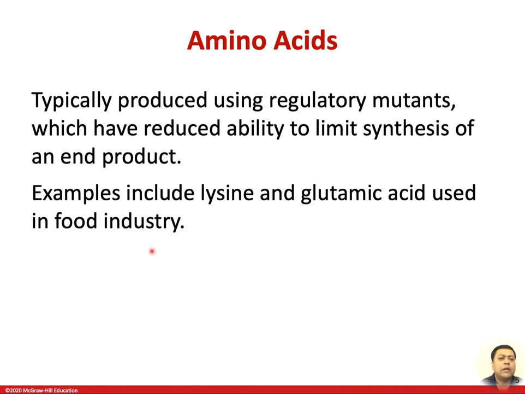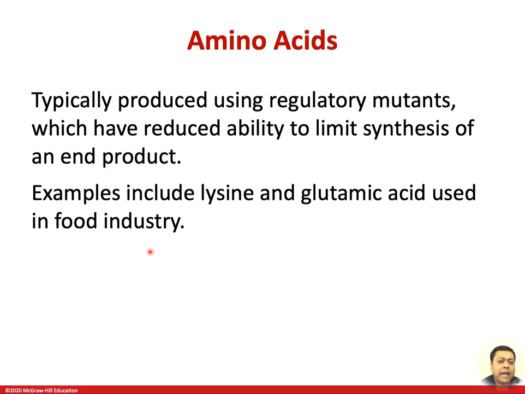Next we are looking at some of the amino acids, and many of these are produced from regulatory mutants. We're going to talk about what we mean by regulatory mutants. There are some, like lysine and glutamic acid, used in the food industry. You have heard about monosodium glutamate. Some people use it, some people don't. Some food labels say MSG free or glutamate free. We are not going to go into the detail, but again, these are common in bread products. You will be able to see that.